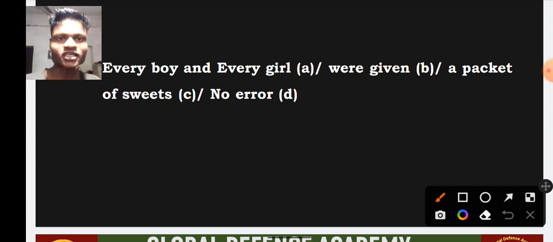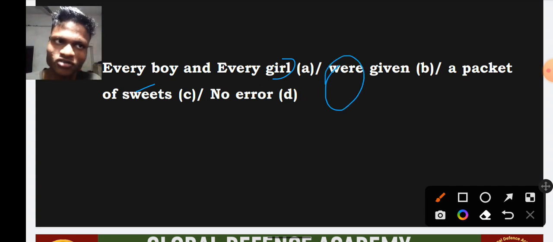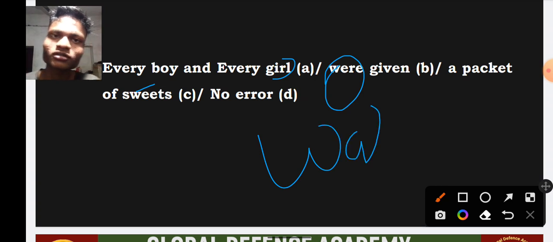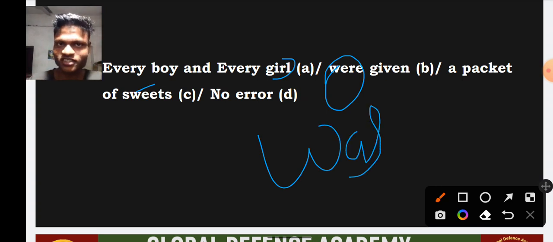Let me describe it. Two nouns, that is girl and boy, are connected by "and", and it contains "every" and "between". So by the rules of subject-verb agreement, when two nouns are connected with "and" and followed by "every" or "each", we have to use a singular verb. And here is the wrong portion. We have to replace "were" with "was". Okay, got it?